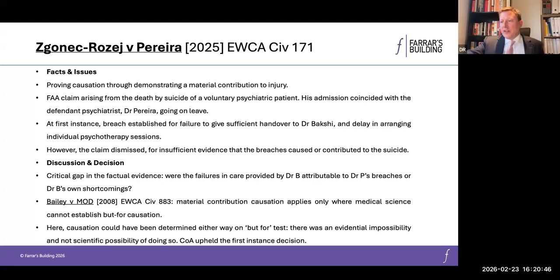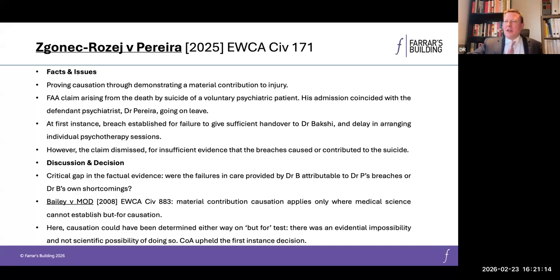And the second recent authority on causation, Zgonec-Rozej, concerns the other exception to the ordinary rule of causation. So it concerns materially contributing to the injury. And it reiterates effectively the rule that where factual causation can be determined on a but-for basis, then the doctrine of material contribution doesn't arise.